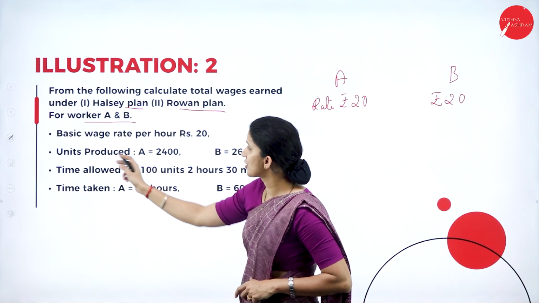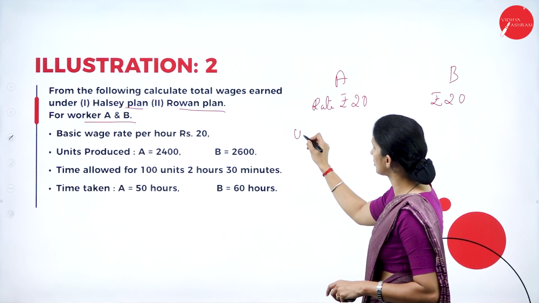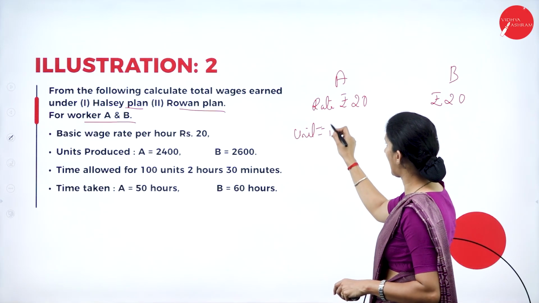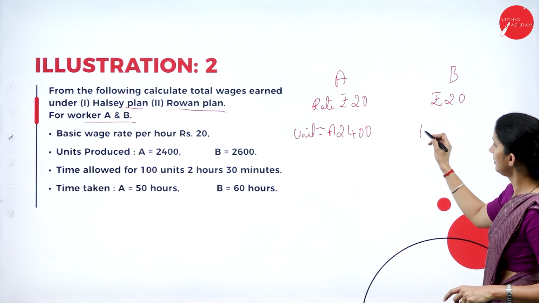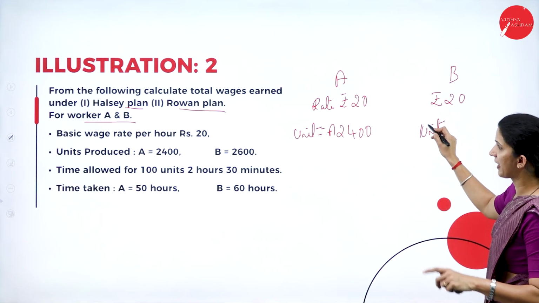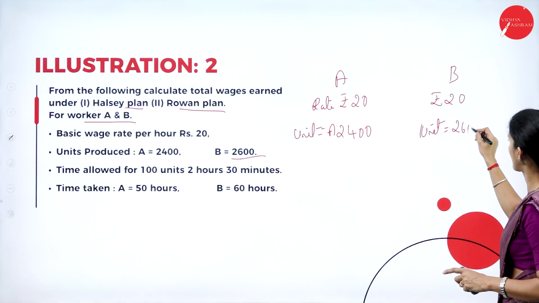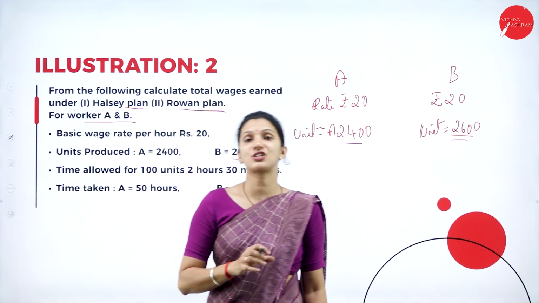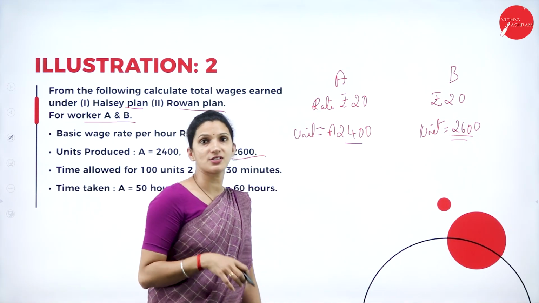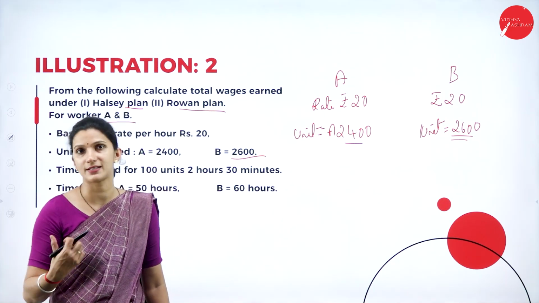Then what is the unit produced? The number of units produced by A is 2,400. Then the units produced by B is 2,600. So this is the additional information that we have. In the question, they have given the units produced by both the workers.